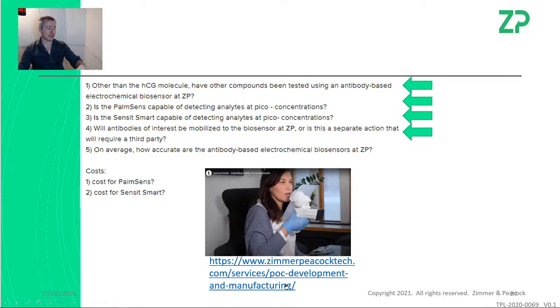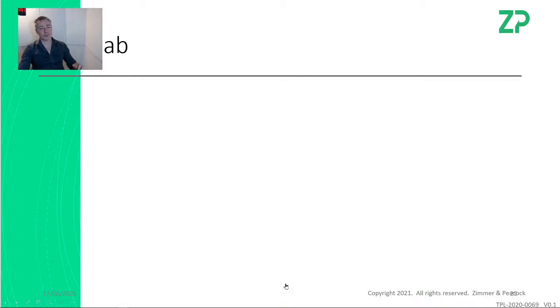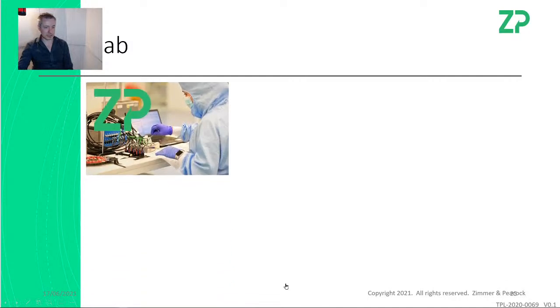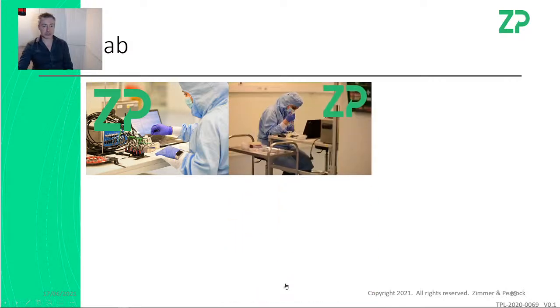And I like the question here, on average, how accurate are the antibody electrochemical biosensors at ZP? So I'll show you some data, maybe, on how to answer that question. First of all, at Zimmer and Peacock, we're really set up for doing biosensor development. It's become sort of industrialized. You go to our facility, and this is an immunosensor that's being tested in our lab, and you can see obviously the environment is well controlled.